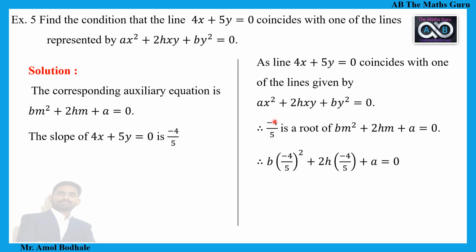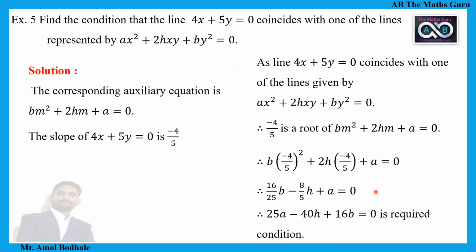Let's put the value m equal to minus 4 by 5. We will get b into minus 4 by 5 bracket square plus 2h into minus 4 by 5 plus a equal to 0. If we simplify this, we will get 16 upon 25 b minus 8 upon 5 h plus a equal to 0. If we multiply the equation by 25, we get 16b minus 40h plus 25a equal to 0, that is 25a minus 40h plus 16b equal to 0, which is the required condition. The same example we can solve alternatively.